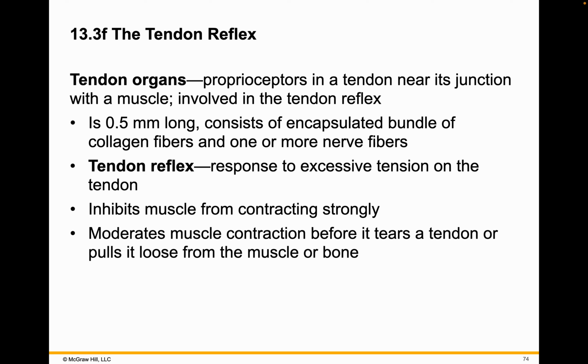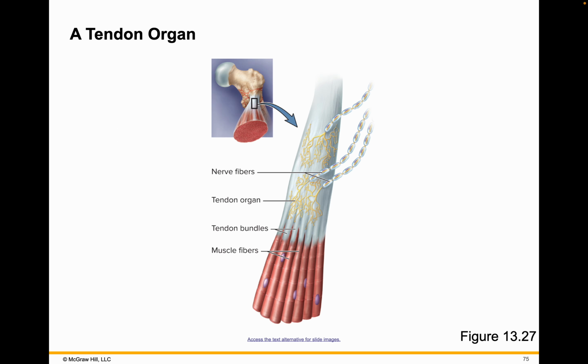Tendon organs are proprioceptors in a tendon near its junction with a muscle. They are involved in the tendon reflex. A tendon organ is about 0.5 millimeters long and consists of an encapsulated bundle of collagen fibers and one or more nerve fibers. A tendon reflex is a response to excessive tension on a tendon. It inhibits the muscle from contracting strongly. It moderates muscle contraction before it tears the tendon or pulls it loose from the muscle or bone.